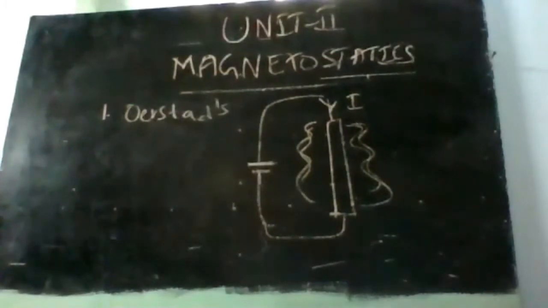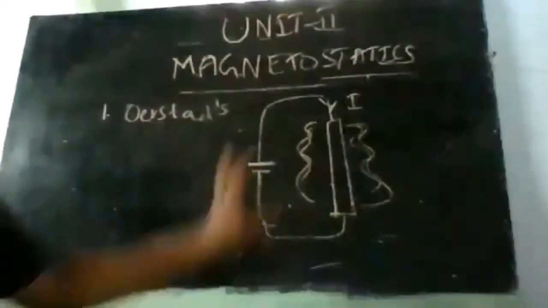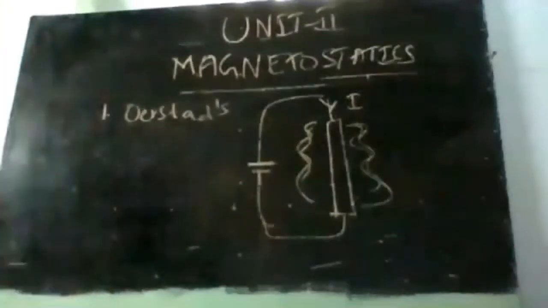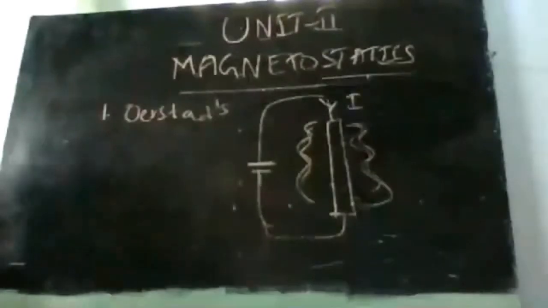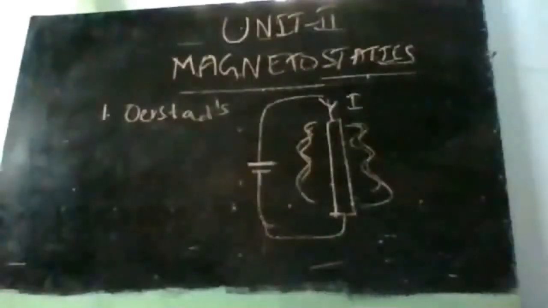So whenever you pass a current through a conductor, he has observed that the conductor acts like a magnet. The conductor acts like a magnet, and it is attracting magnetic materials.